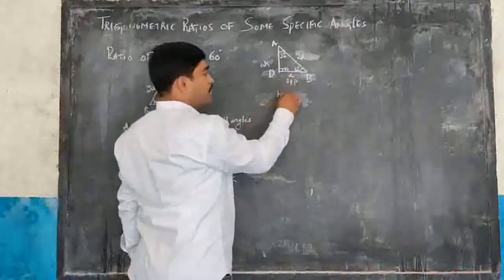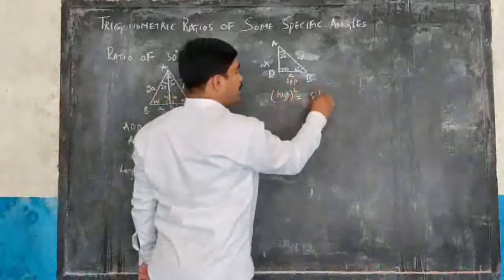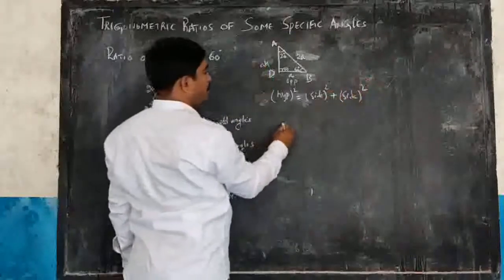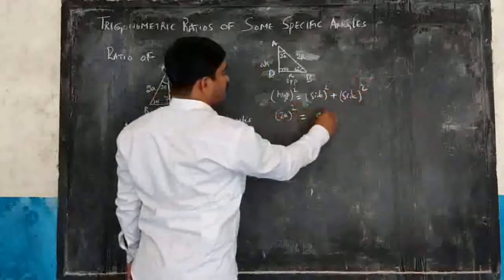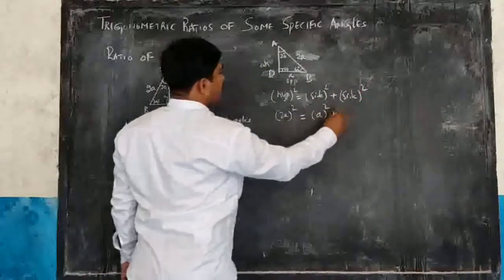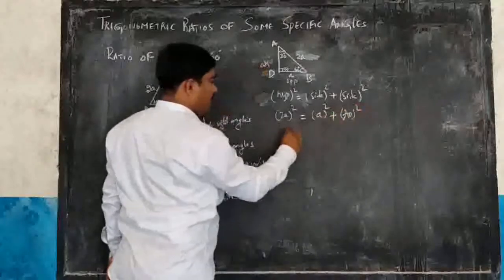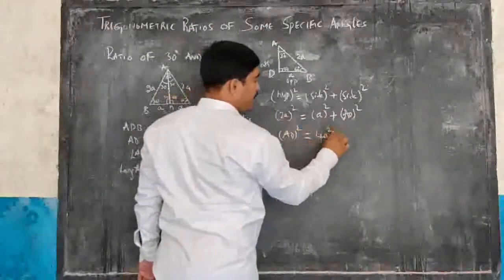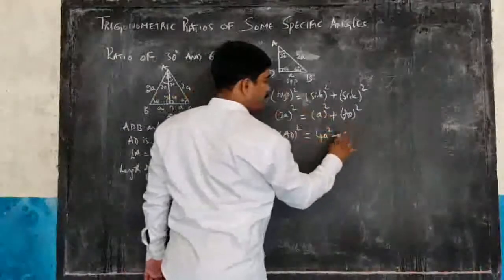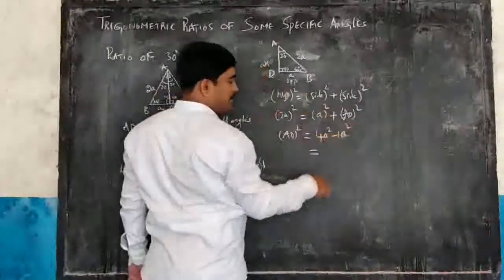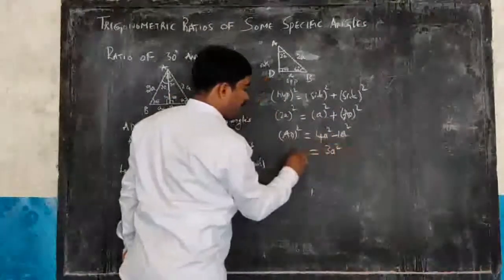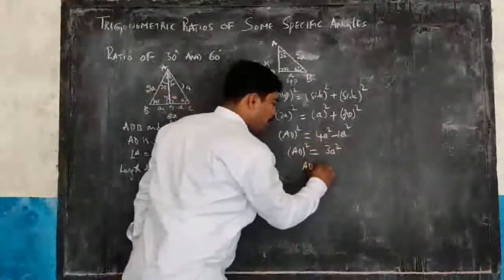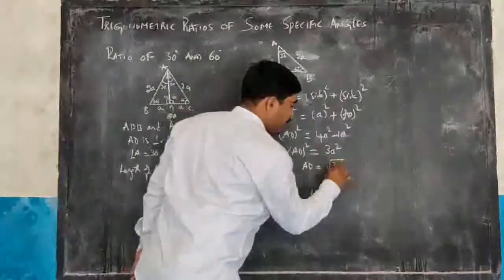I know the Pythagoras law: hypotenuse square is equal to side square plus side square. The hypotenuse square is 2a whole square, which is equal to one side square, a square, plus the other side, AD square. So AD square is equal to (2a) square minus a square. 2 square is 4, so 4a square minus a square, which is 3a square. So AD square is equal to 3a square. I want the AD value only, so AD is equal to square root of 3a square.